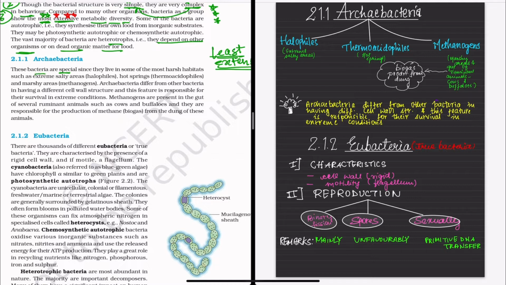These bacteria are special since they live in some of the most harsh habitats. How can they live in these harsh habitats? Due to their cell walls. They have something special in their cell wall. We will not discuss what, because it is not given in NCERT and it will never be asked. If only cell wall structure is given as an option for how they live in harsh habitats, we will tick cell wall structure.